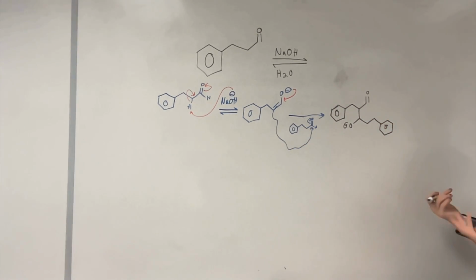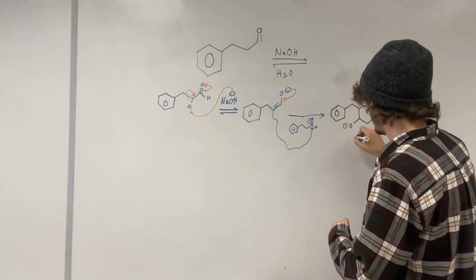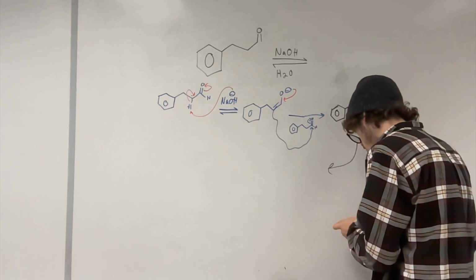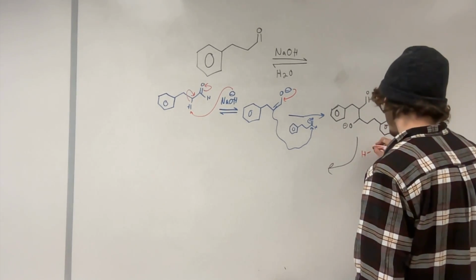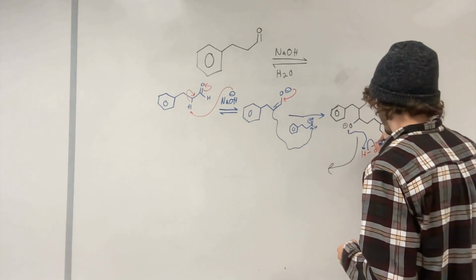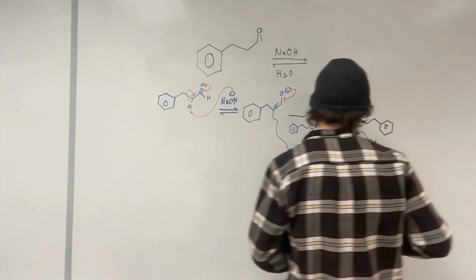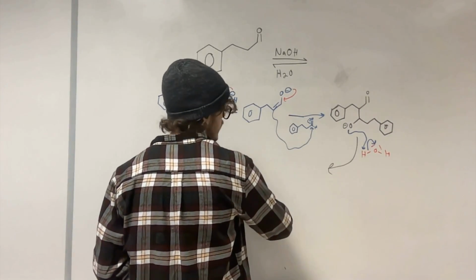So this is the protonated form here. So we just need a molecule of water to come in and protonate our oxygen with the negative charge. So let's draw our final product nice and neat here.